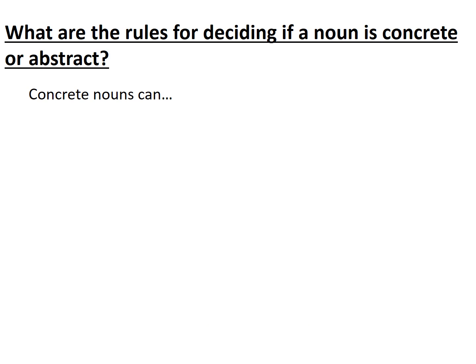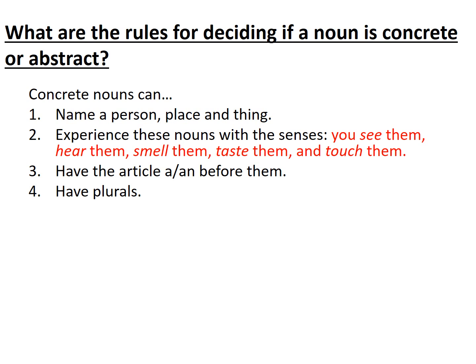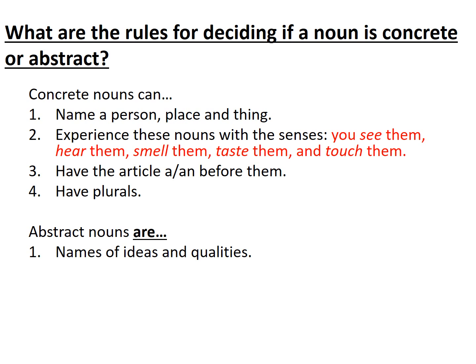So, what are the rules for deciding if a noun is concrete or abstract? Concrete nouns can name a person, place, or thing. They usually are experienced by the senses, have an article of a or an before them, and can easily form plurals. Yet abstract nouns, they simply name ideas or qualities. They're not as tangible to define. That means you can't really use the senses to see them, smell them, taste them, hear them, or touch them.